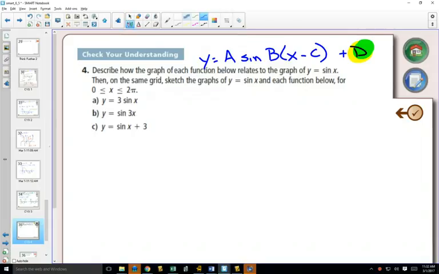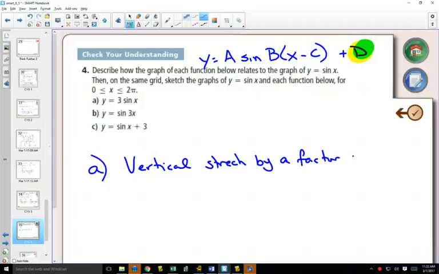So, part A, it says, how does that relate to the graph of sine x? Well, this is going to be a vertical stretch by a factor of 3. What does that do? That means the amplitude is 3.